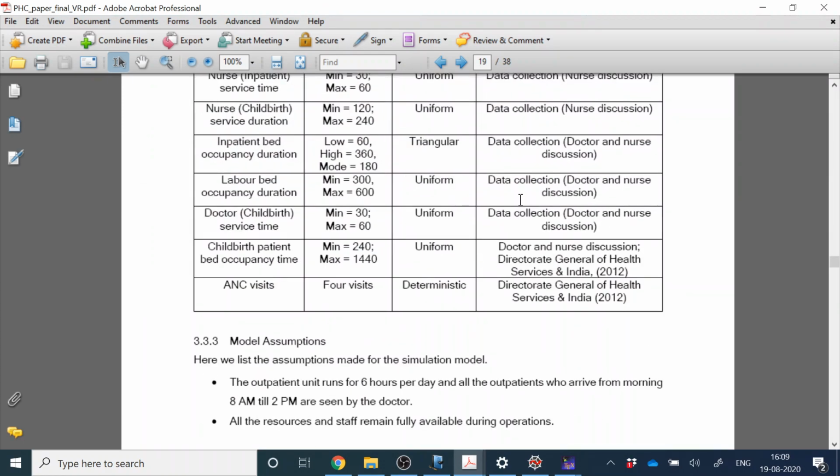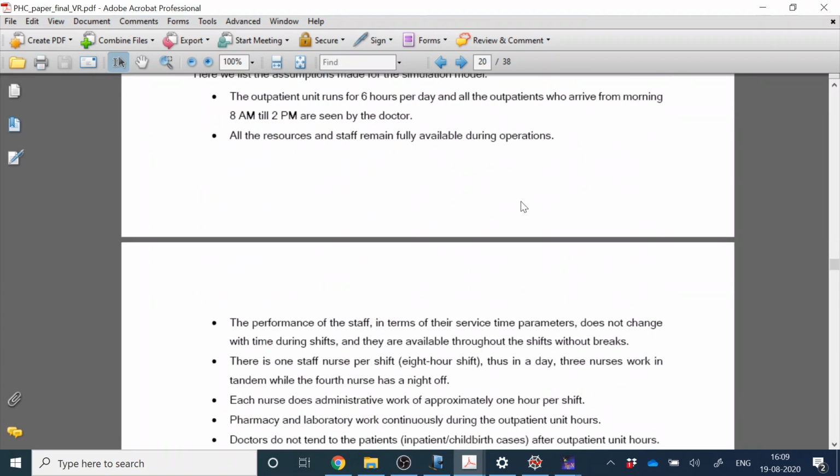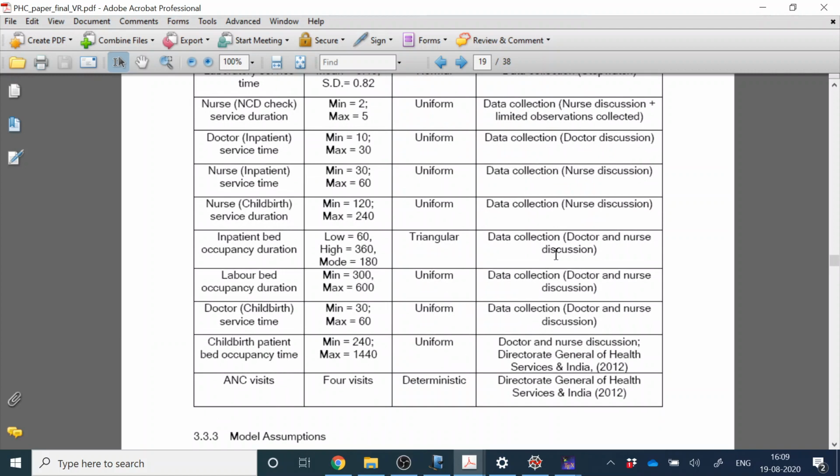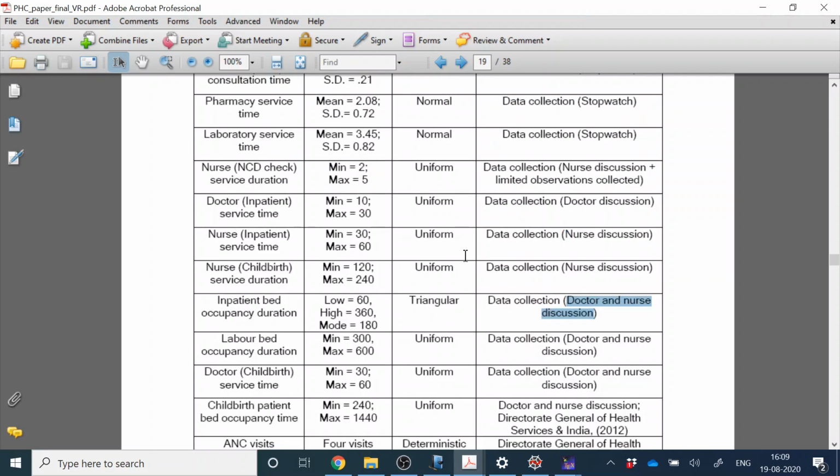Sorry, these are the results. So here, for example, this is from the discussion with the doctor and the nurse with a triangular distribution. Here there's a uniform distribution. The nurse actually told us that it's anything between 2 hours to 4 hours for a childbirth patient. It's anything between 30 minutes to 60 minutes of service time, not the stay actually, for an inpatient, right? So we assume the uniform distribution here.